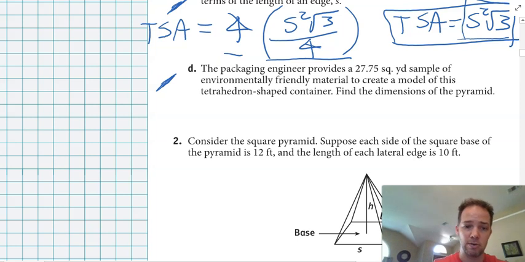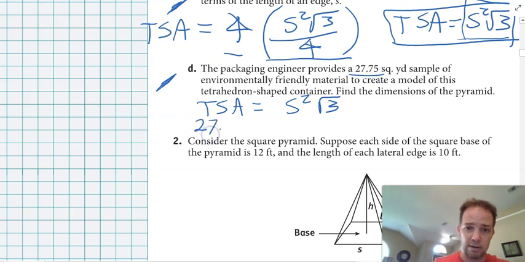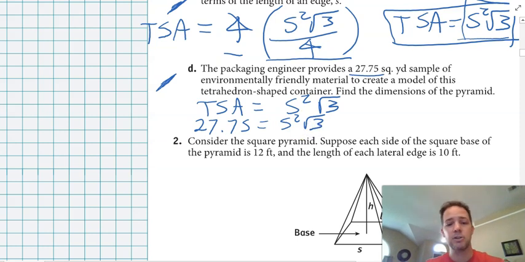So I know total surface area will equal whatever the side is squared times root 3. If I'm using this much total surface area, 27.75 equals side squared root 3, I should be able to divide by root 3 and then take the square root and solve for this one.